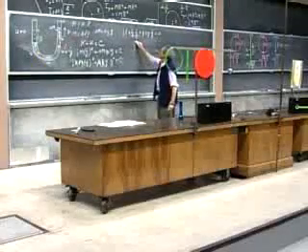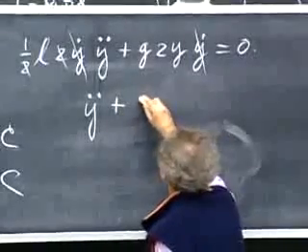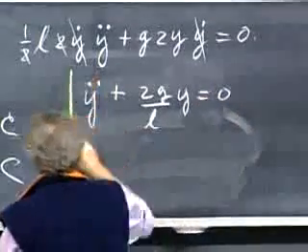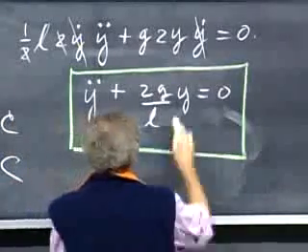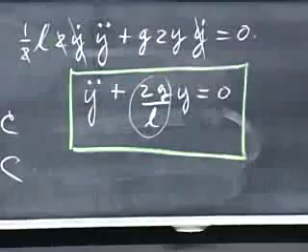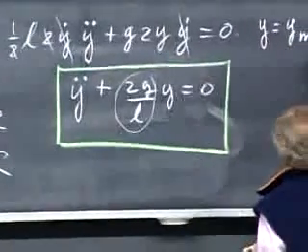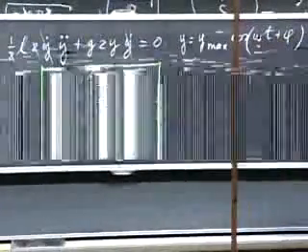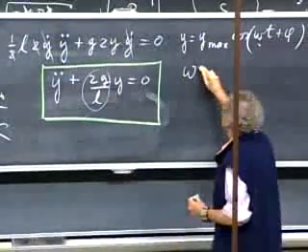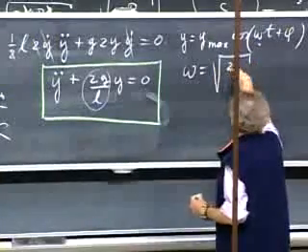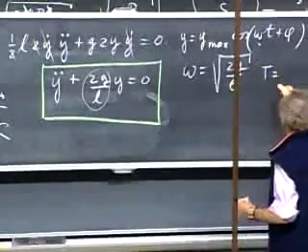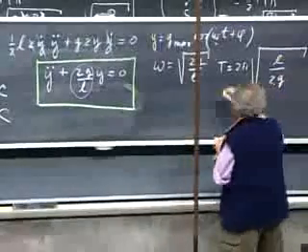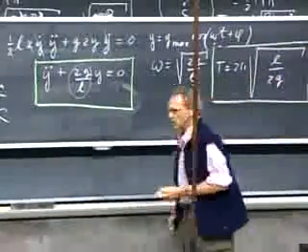And so I find that y double dot plus 2g divided by L times y equals 0. And that was my goal, because this is clearly a simple harmonic oscillation, because this is a constant. And it will oscillate in the following way. Y equals y max times the cosine of omega t plus phi, and this is the angular frequency, which is directly related to the period. Omega, angular frequency, equals the square root of 2g over L, and so the period will be 2 pi times the square root of L over 2g. So this is the period for an oscillating liquid.